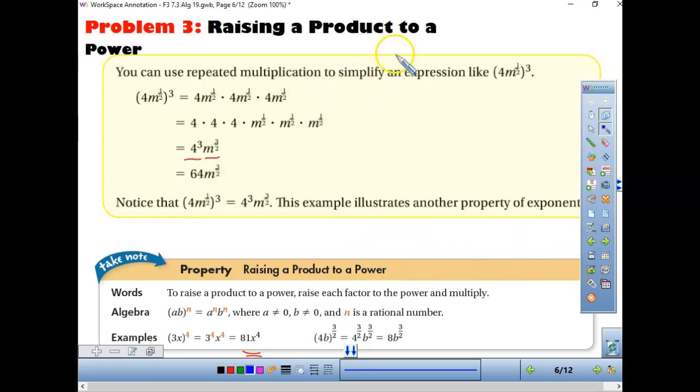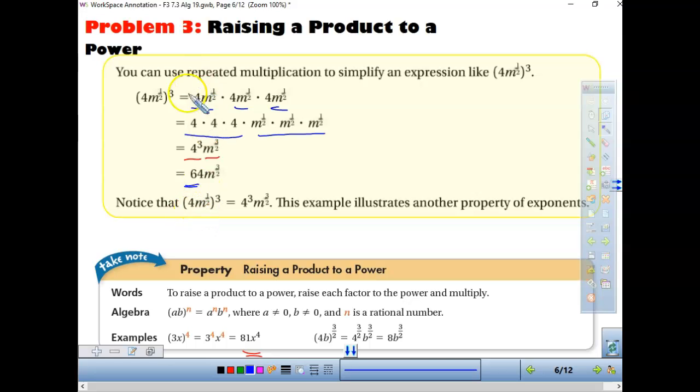On your next page, we talk about raising a power to a product to a power. So when both the 4 and the m are inside, that means there are going to be 3 4m to the halves. That means I'm going to have 3 4's multiplied and 3m to the 1/2. That gives me 4 to the 3rd and m to the 3/2 because we are adding the 1 plus 1 plus 1. 4 to the 3rd, because it's this one that we should have memorized, is 64, and then we'll leave this one as m to the 3/2.